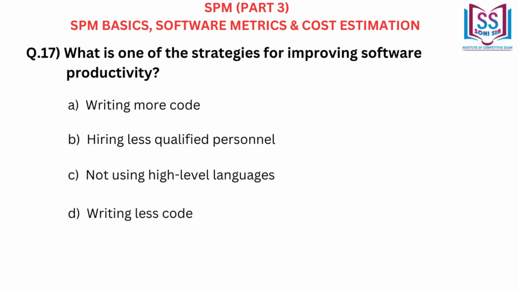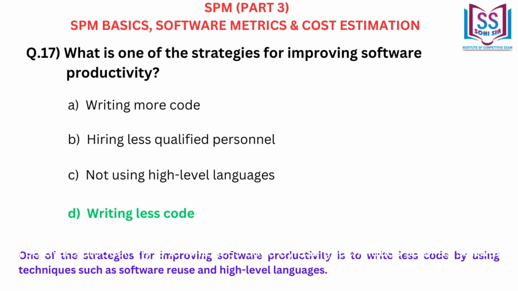What is one of the strategies for improving software productivity? A. Writing more code. B. Hiring less qualified personnel. C. Not using high-level languages. D. Writing less code. Answer D.